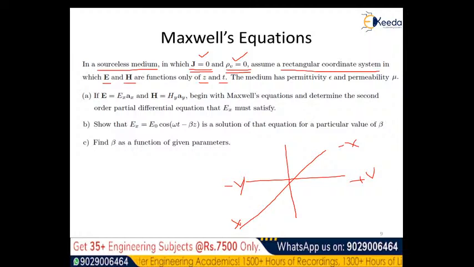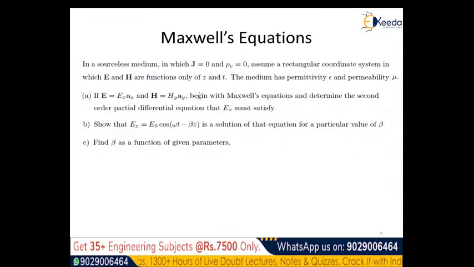So let us say this is the positive x axis, negative x axis, here it is negative y axis, positive y axis, here it is positive z axis, negative z axis here. So this is the length along the vertical line that you see. This is nothing but the z here, and t is the time parameter. So we have been asked to make the assumption that E and H are functions of z and t only. Now the medium has permittivity epsilon and permeability denoted in general by mu here.